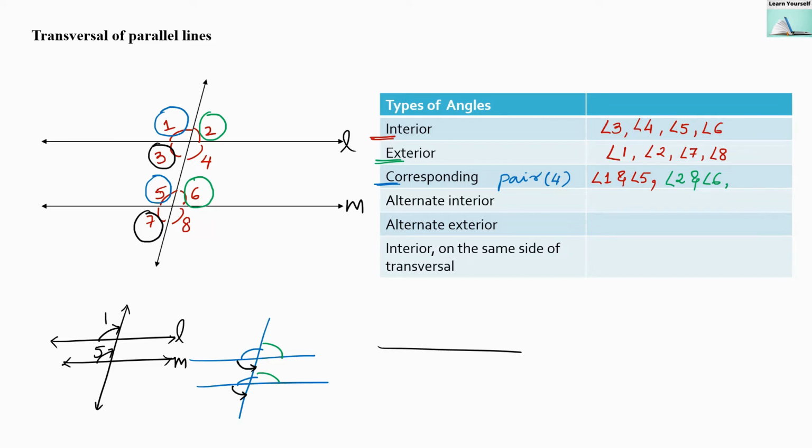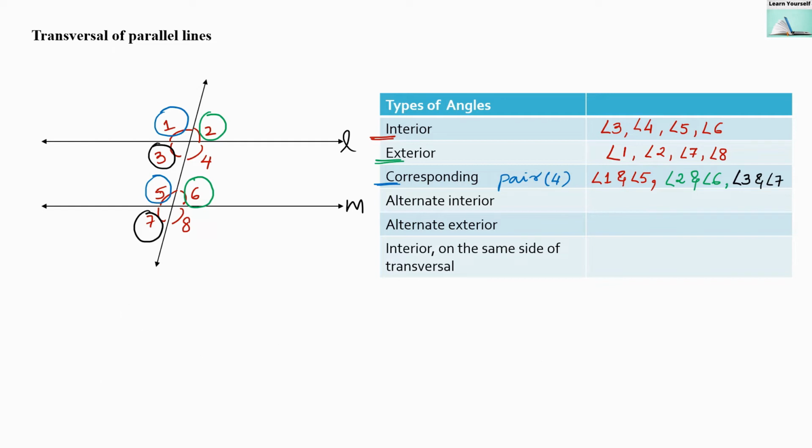So where we can say the positions are matching: this position and this position are the same, this and this are the same, this and this are the same, and the last one, this and this position is the same. So this is a pair of corresponding angles. So the third pair of corresponding angles we got here is angle 3 and angle 7. For the last pair of corresponding angles, angle 4 and angle 8.